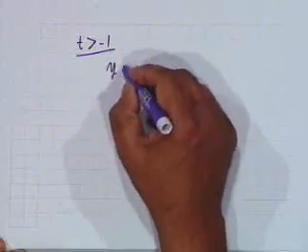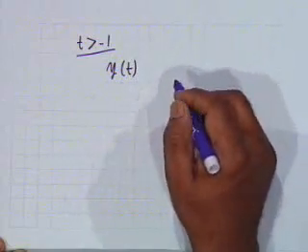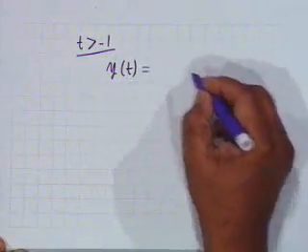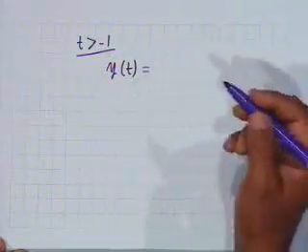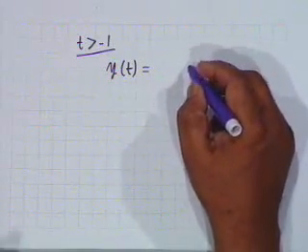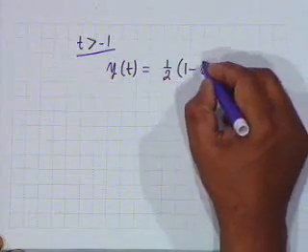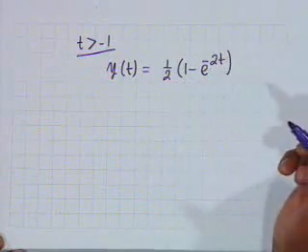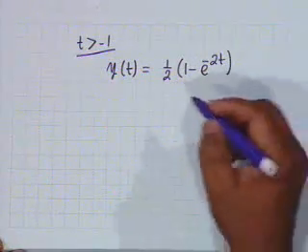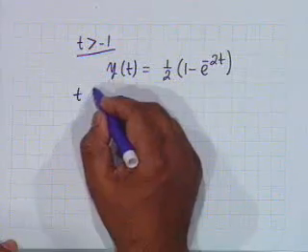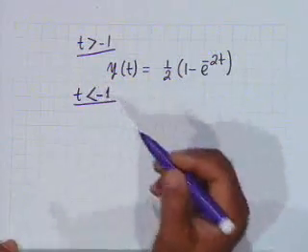Thus the total solution for t greater than -1 is given by y of t equal to, a was equal to -half, so it would be half times 1 minus e to the -2t. Is that correct? This is the solution for t greater than -1. Now let's see the solution for t less than -1.